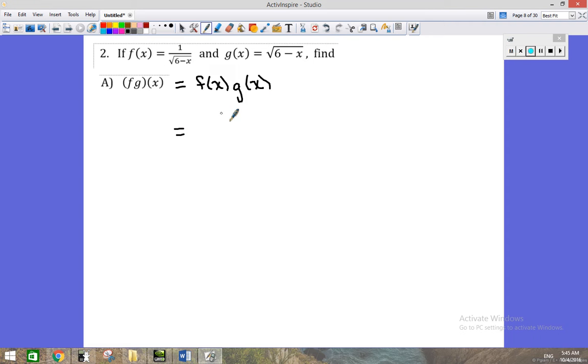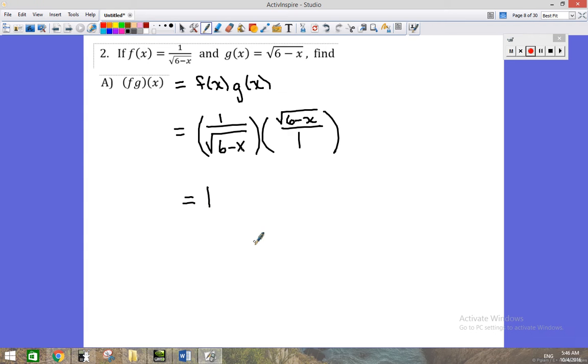So f of x is a fraction, 1 over the square root of 6 minus x. G of x, I'll write it as a fraction, square root of 6 minus x over 1. So we can see that we have common factors in the numerator and denominator, and that this product is just equal to 1. Let's go ahead and do parts B and C.